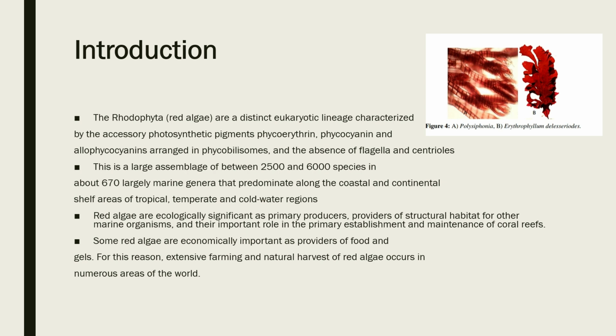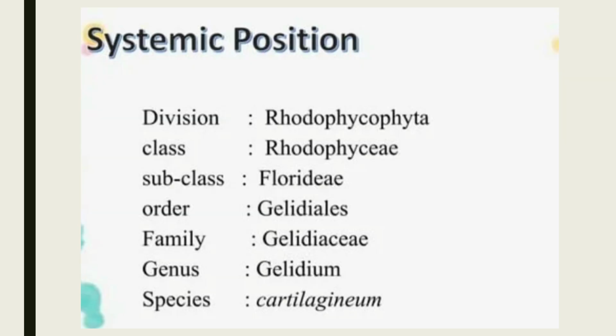These red algae are ecologically important as they are the primary producers in the marine ecosystems, and a source of food for fishes and other aquatic organisms. They also provide structural habitat for these organisms, and some of these red algae are economically important, which we are going to see in our next slide.